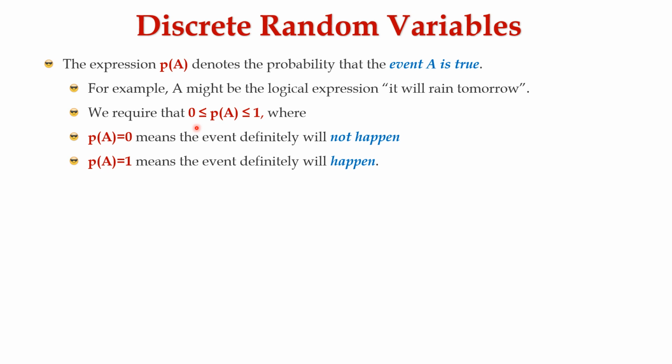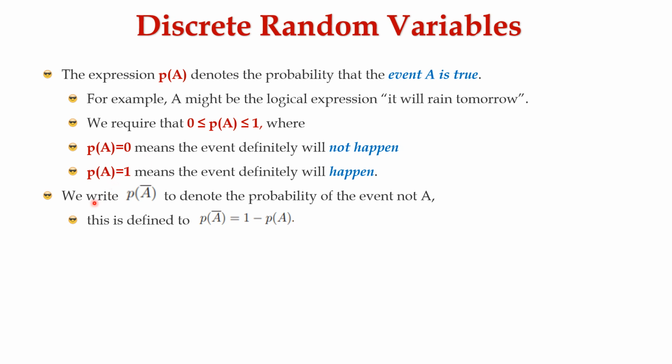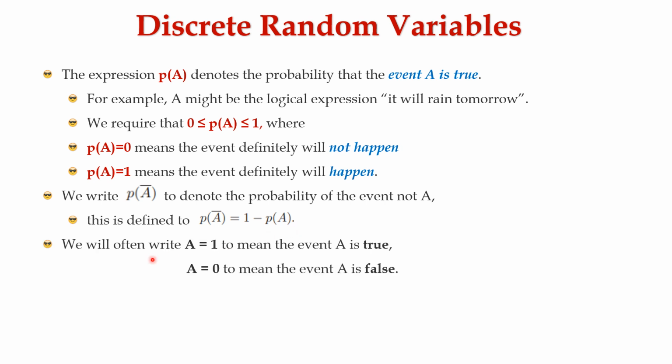That's why we have given the formula 0 less than or equal to P of A less than or equal to 1. Next, we can write probability of A inverse to denote the probability of the event not A. So this is defined as probability of A inverse is equal to 1 minus probability of A. We will often write A equal to 1 to mean the event A is true and A equal to 0 to mean the event A is false.